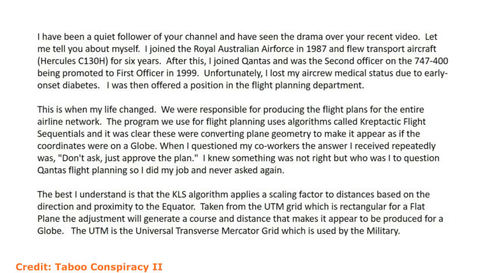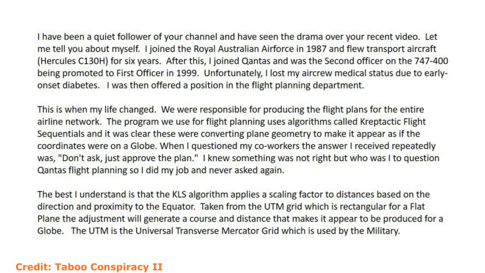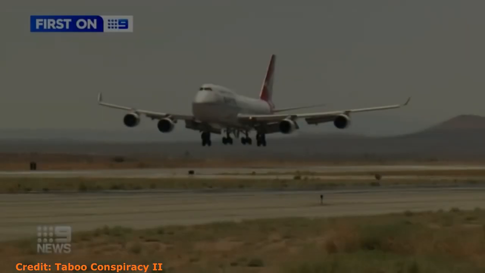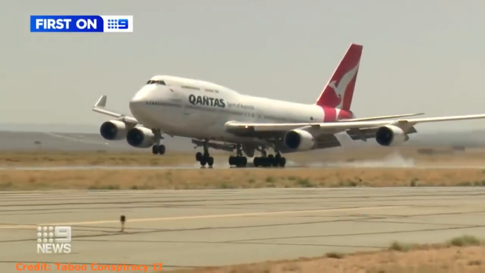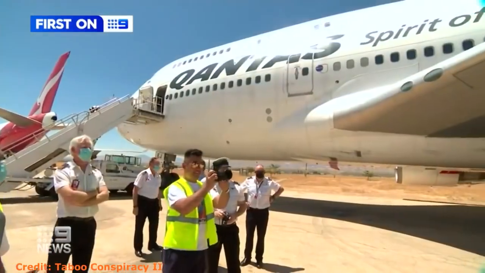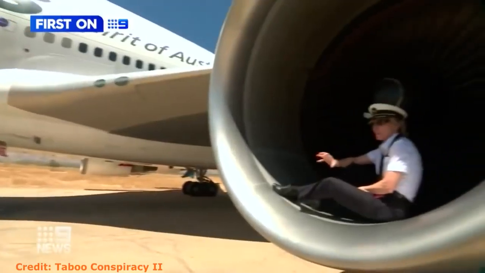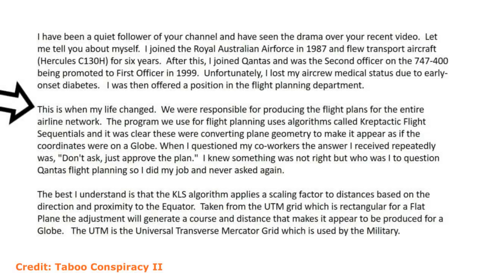I have been a quiet follower of your channel and have seen the drama over your recent video. Let me tell you about myself. I joined the Royal Australian Air Force in 1987 and flew transport aircraft, Hercules C-130H, for 6 years. After this, I joined Qantas and was the second officer on the 747-400, being promoted to first officer in 1999. Unfortunately, I lost my aircrew medical status due to early onset diabetes. I was then offered a position in the flight planning department. This is when my life changed.